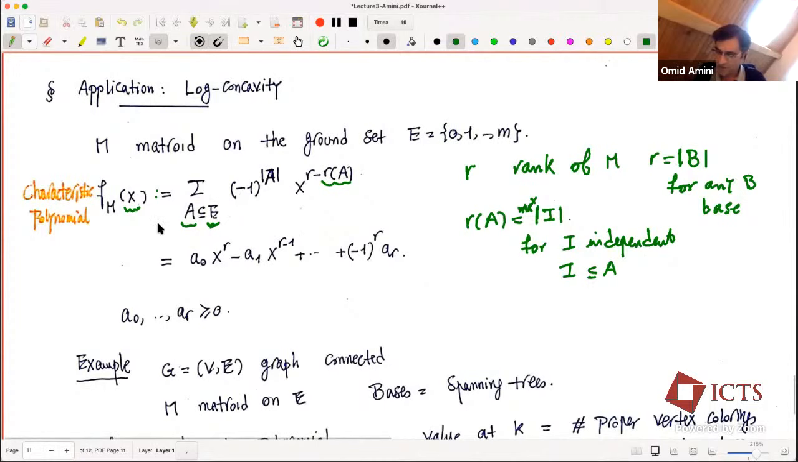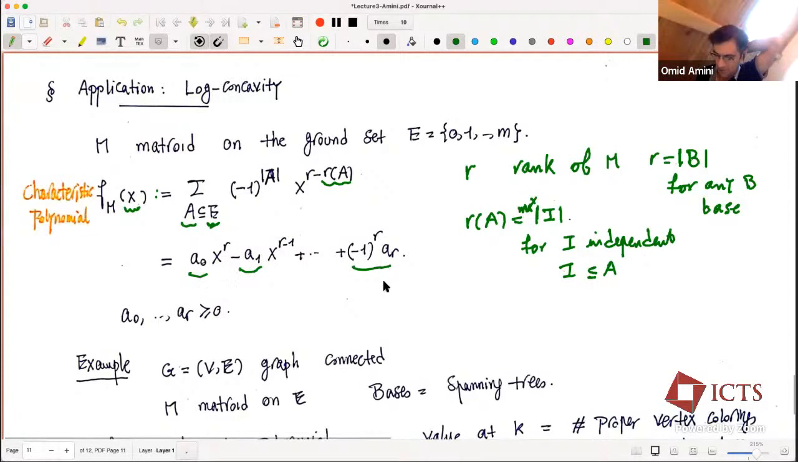You can write it in this form. The first observation, using the Mobius function, as I said, is that the signs of these coefficients will be alternating. So you get this A0, A1, AR are positive.